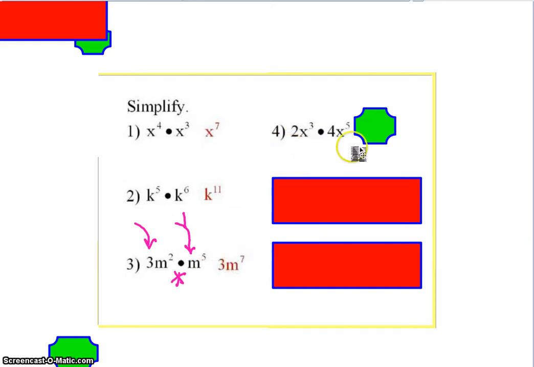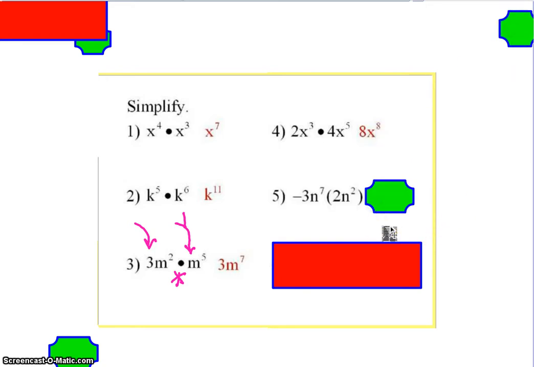So on this one, they both have coefficients, so you're going to say 2 times 4, and you're going to get 8. Your base on both of them is x, and you add your exponents, so 3 plus 5 is 8. Negative 3 times 2 is negative 6. N is your base, and 7 plus 2 is 9.